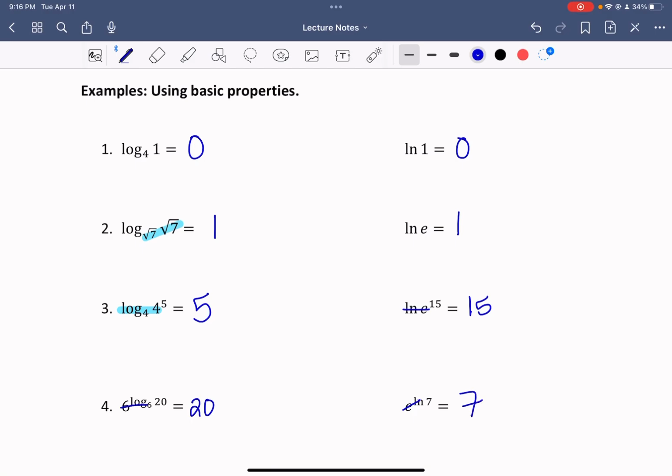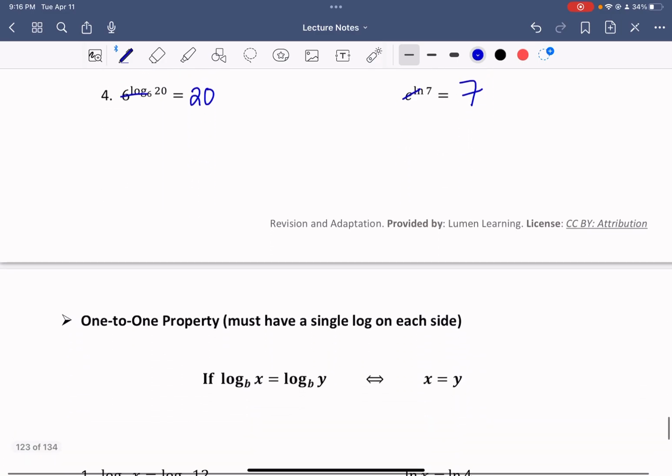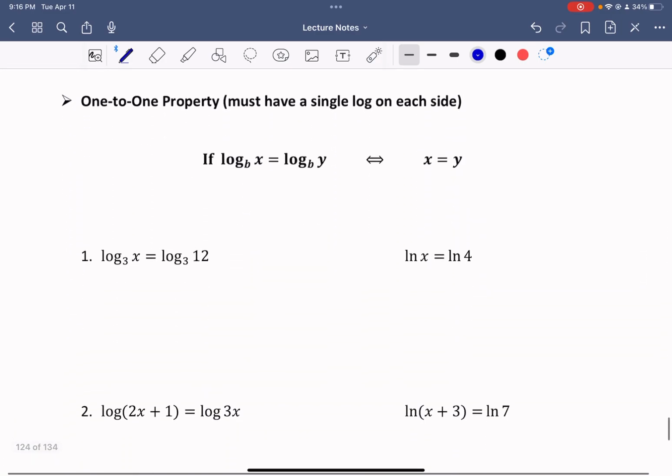These are really nice problems. You're going to see them on the homework because they're very quick foundational properties that we're going to use as we move forward. Now the next one we're going to look at is known as the one-to-one property. This one must have a single log on each side. It says if you have a log equal to a log and the bases are the same, then what you can do is just set what you were logging equal to each other.